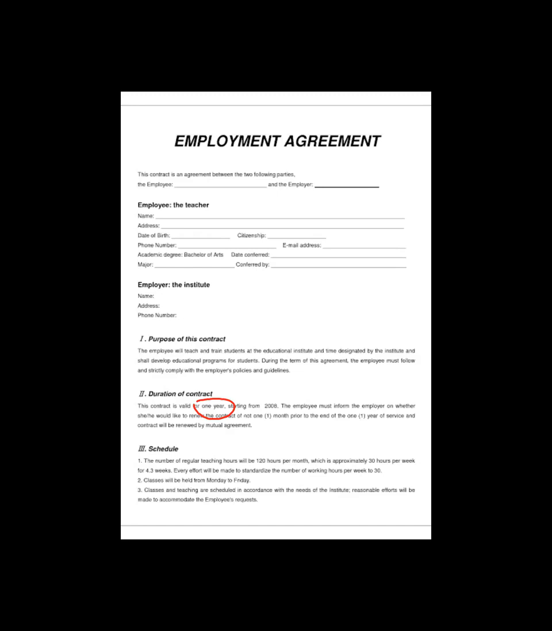So the nature of the job is given here. Weekly, it comes to 120 hours, and you need to work 3 to 4 weeks, approximately 30 hours per week. Classes will be held from Monday to Friday, Saturday and Sunday leave. These are all the nature of the job you need to do. So this is how an employment contract will be.